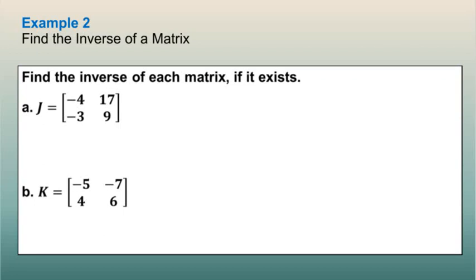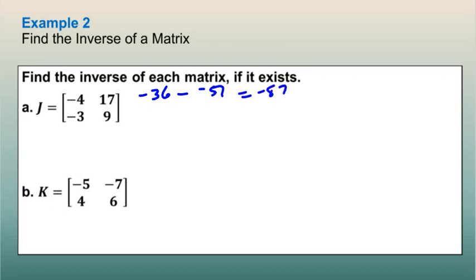Example 2, find the inverse of each matrix if it exists. So to find the inverse, first thing we need to do is find the determinant. So this is negative 36 minus negative 3 times 17 gives us negative 51. So negative 36 plus negative 51 gives us a negative 87.